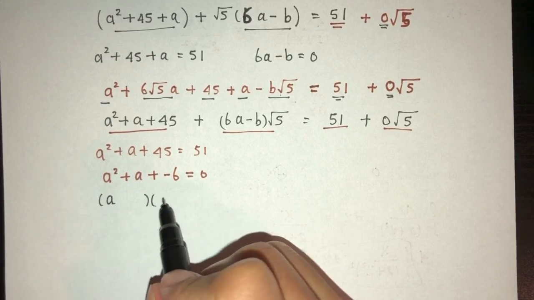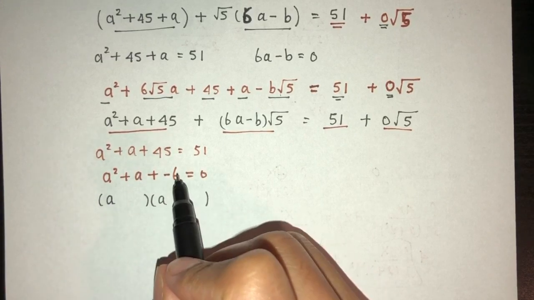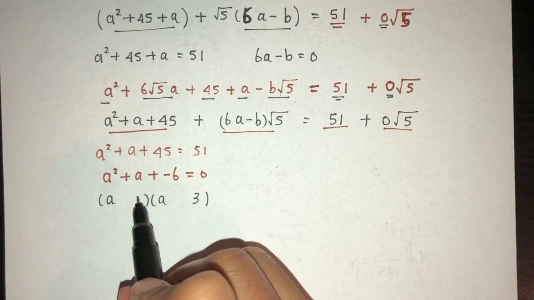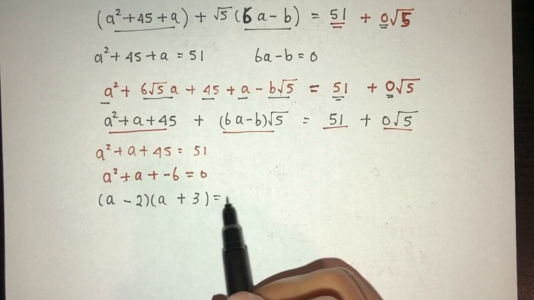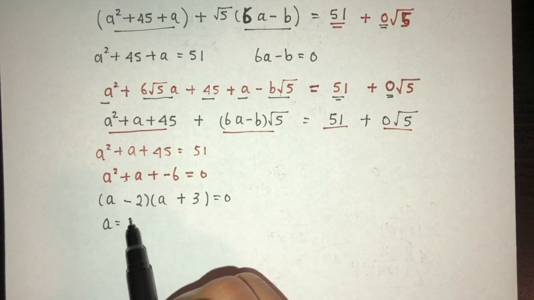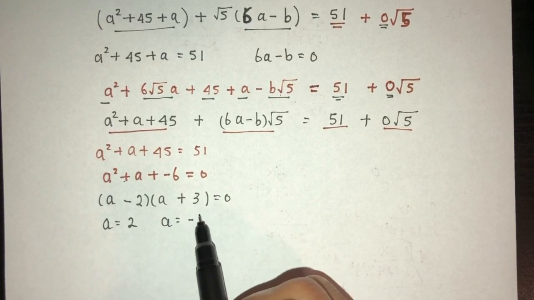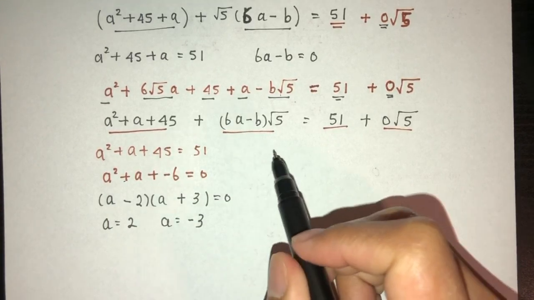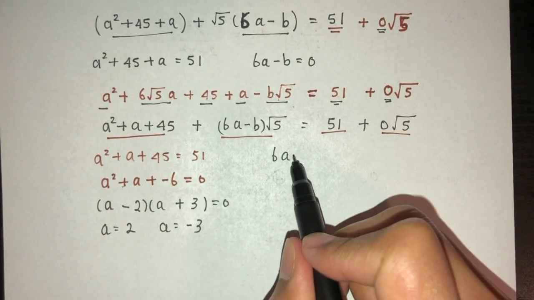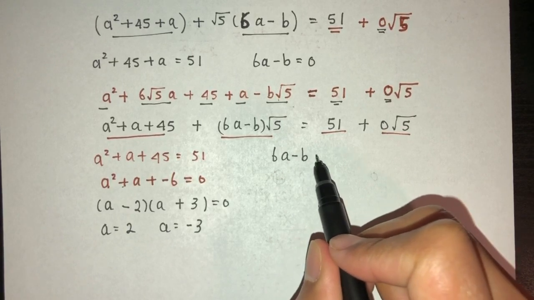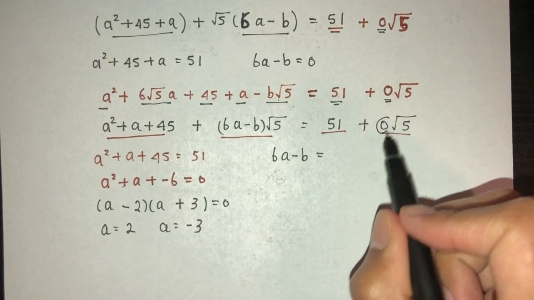a times a. What is 6? 6 is 3 times 2. To get plus 1, you have to do plus 3 minus 1. So a is equal to 2. A is equal to minus 3. Now for this one you have what? Let's see. We have 6a minus b is equal to 0. Right, 0.